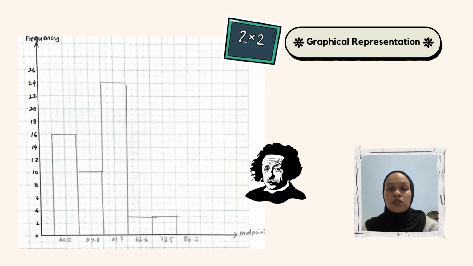Based on this histogram above, we can conclude the highest mid point is 21.2, followed by 10.2, and the third highest is 50.7.